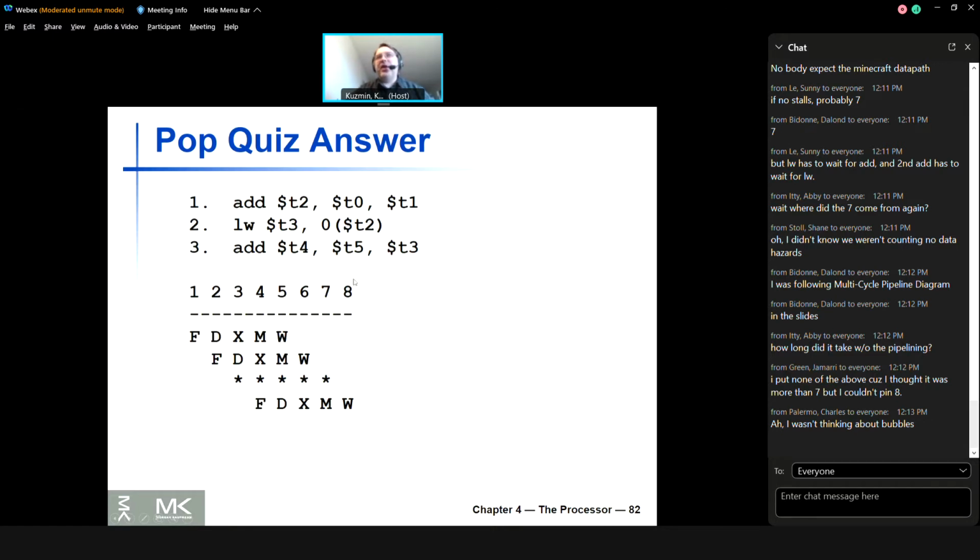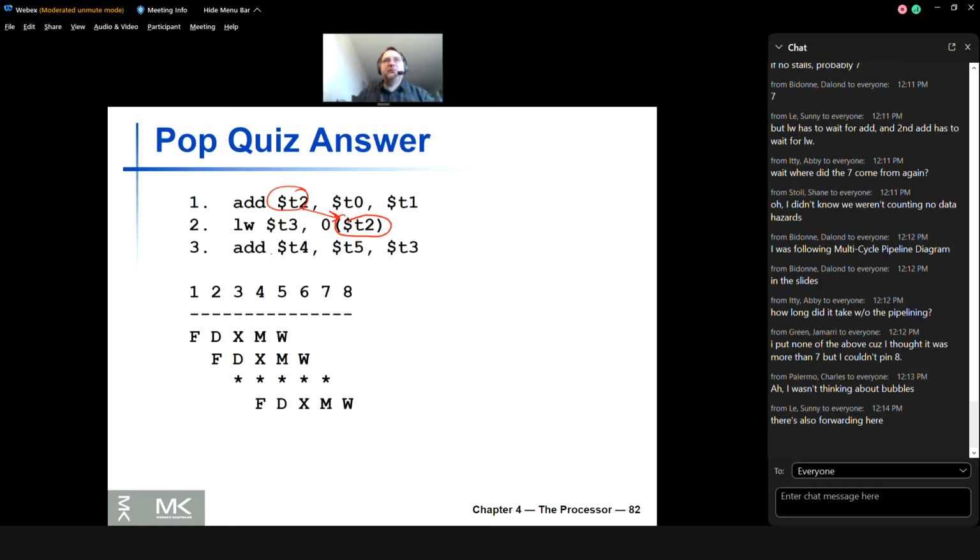Okay, so please make sure you see those dependencies: T2 here, and here is the dependency with T2 here. All right.